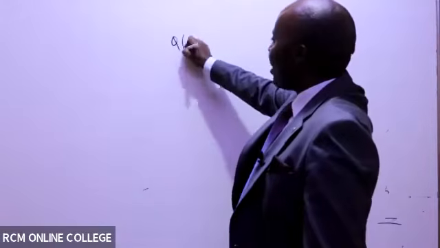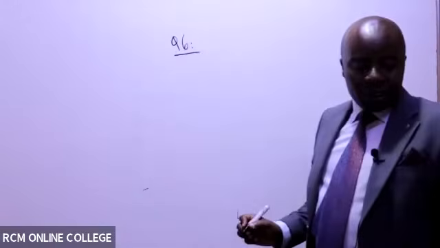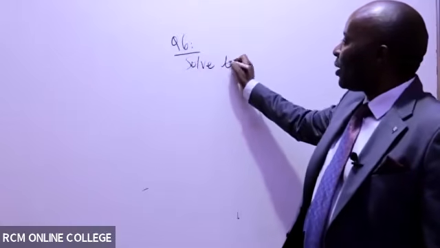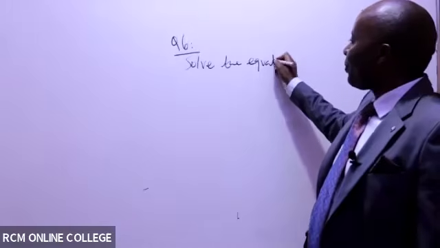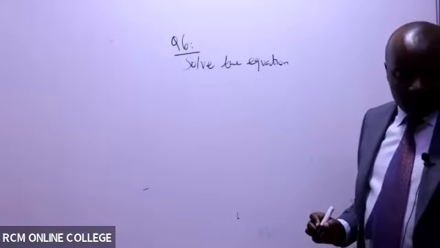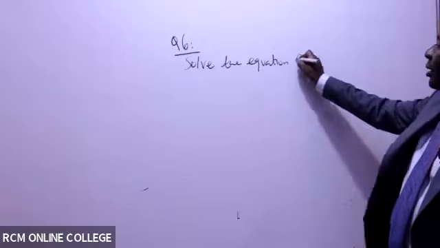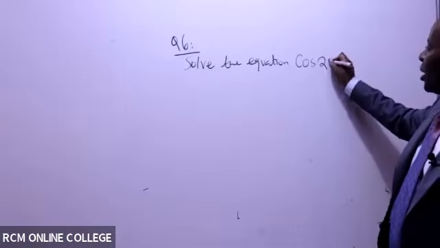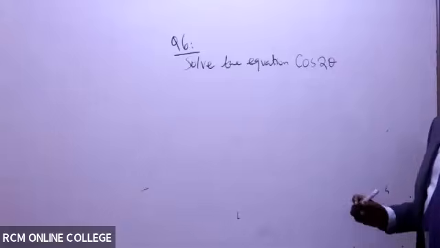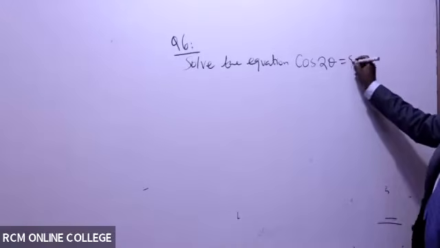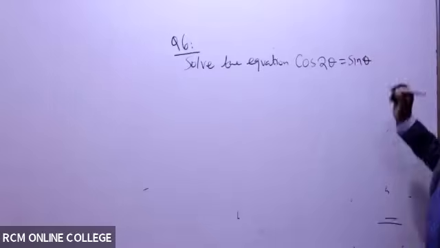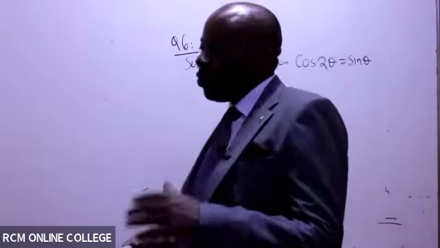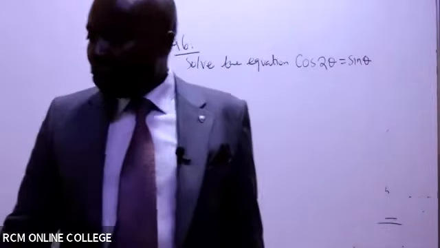So question number 6. It reads, solve the equation: cosine 2 theta equals sine theta, and they're giving us a range there. So I would want to give you, even without looking at that range, exactly 3 minutes.